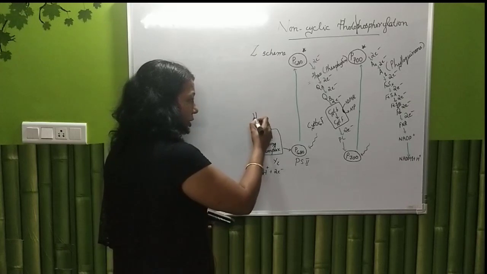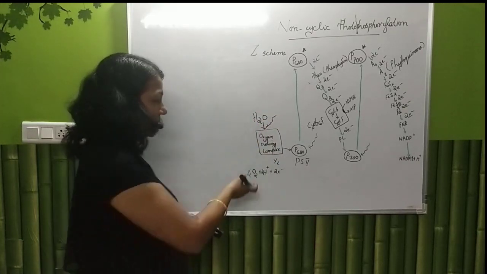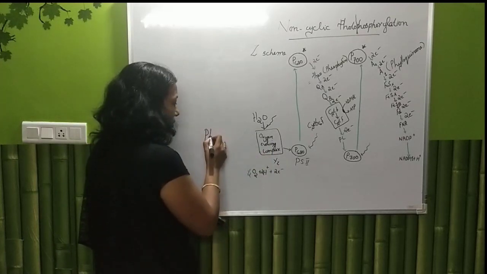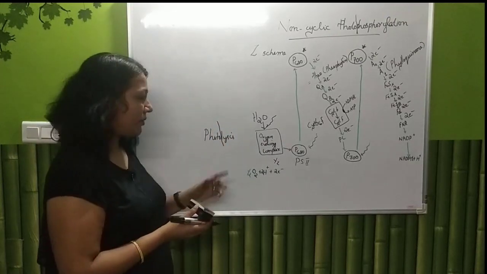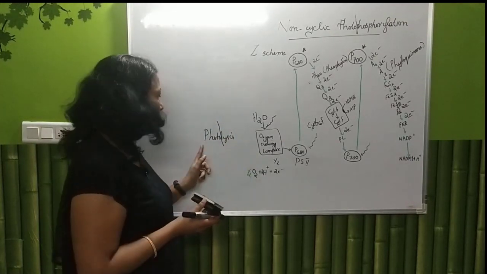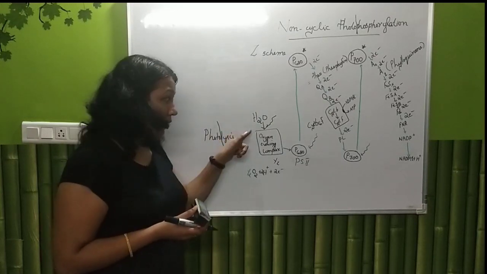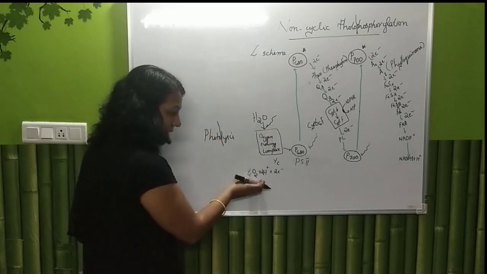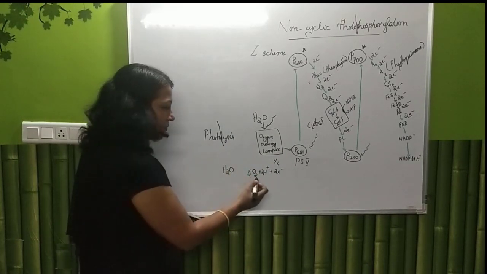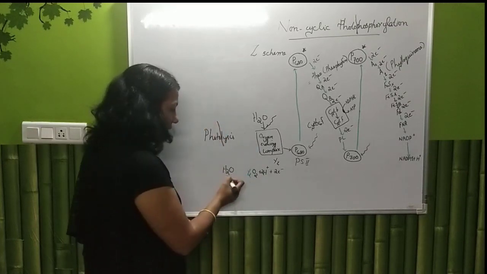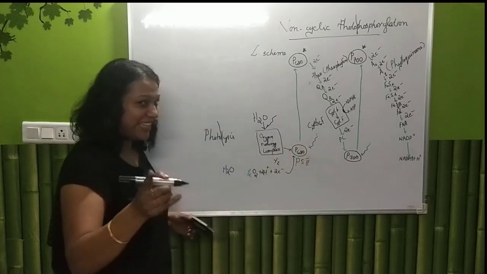Photolysis of the water molecule. What will happen? Sunlight energy falls on it. The word we are using is photolysis. Lysis means breakdown. Photo means light. So the breakdown of water in the presence of sunlight is called photolysis. It results in half O2, from H2O, right? So half O2, 2H plus, right? And 2 electrons. Now these 2 electrons will go to, yes, P680.